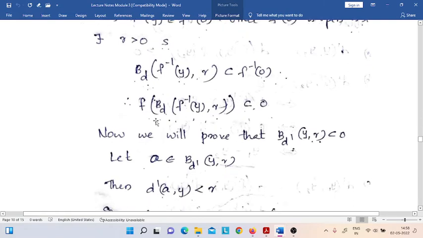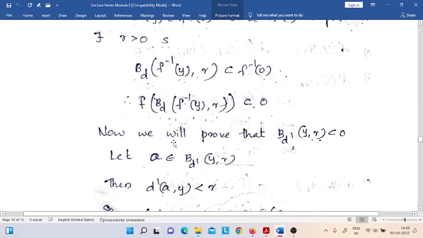Now we will prove that B_D′, remember, this is an open ball. B stands for an open ball. This open ball B is a subset of the space Y, or it is in the space Y. So B_D′(y, r), okay, then we want to show that B_D′(y, r) is a subset of O.